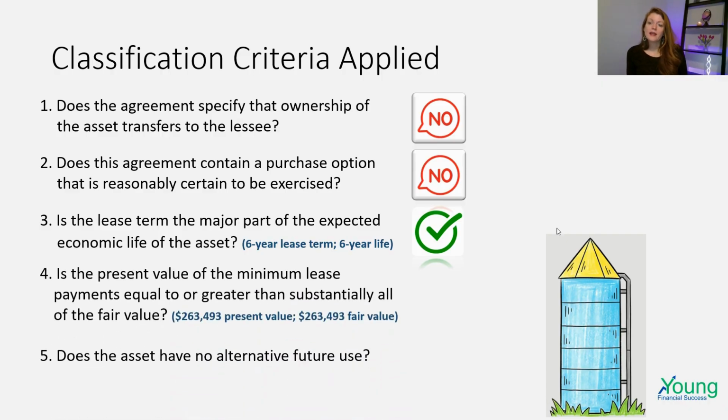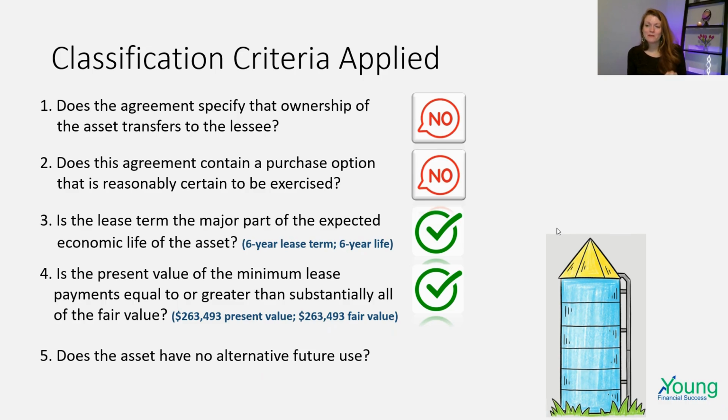Number 4, is the present value of the minimum lease payments equal to or greater than substantially all of the fair value? Well, we just calculated that the present value was $263,493. And if you recall, the fair value was the exact same amount. What are the odds? So that would be a yes.